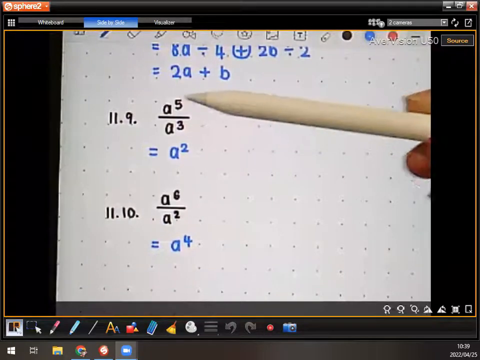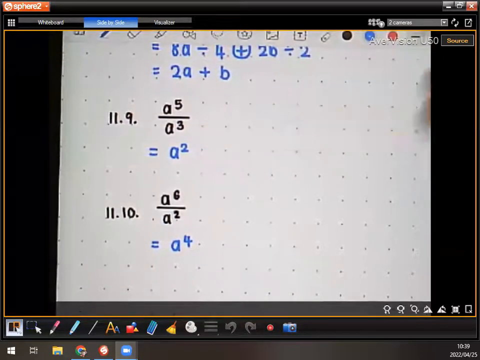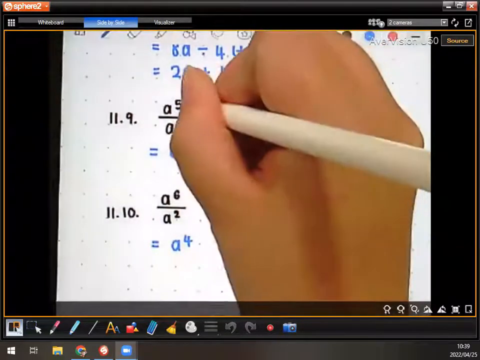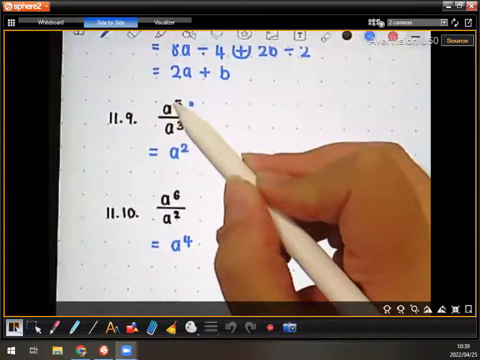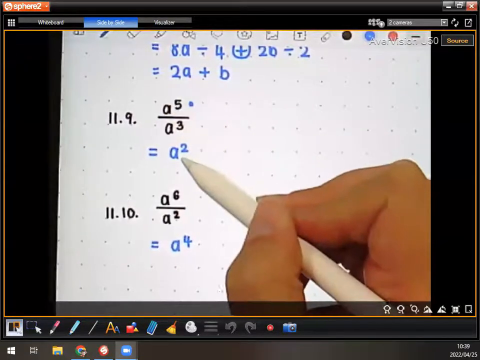Where do I have more A's? At the top or the bottom? At the top, right? So when I cancel out the 3 A's at the bottom with 3 A's at the top, I'm going to be left with 2 A's at the top.